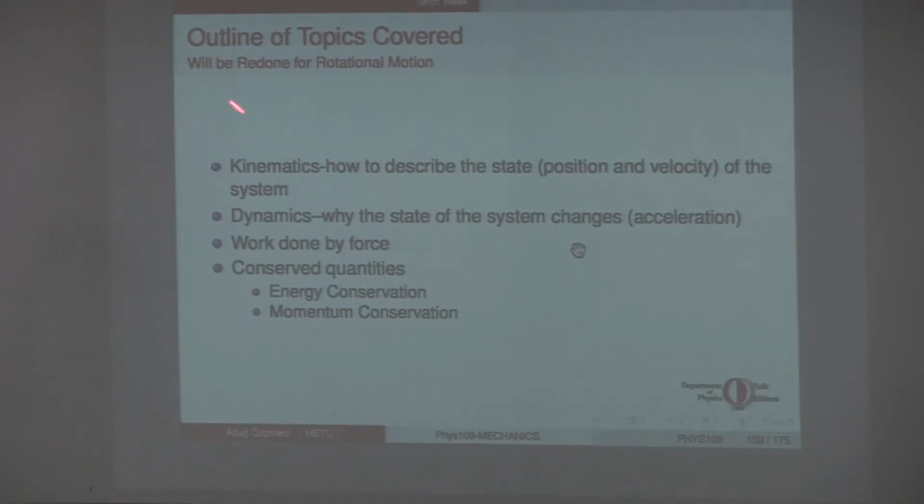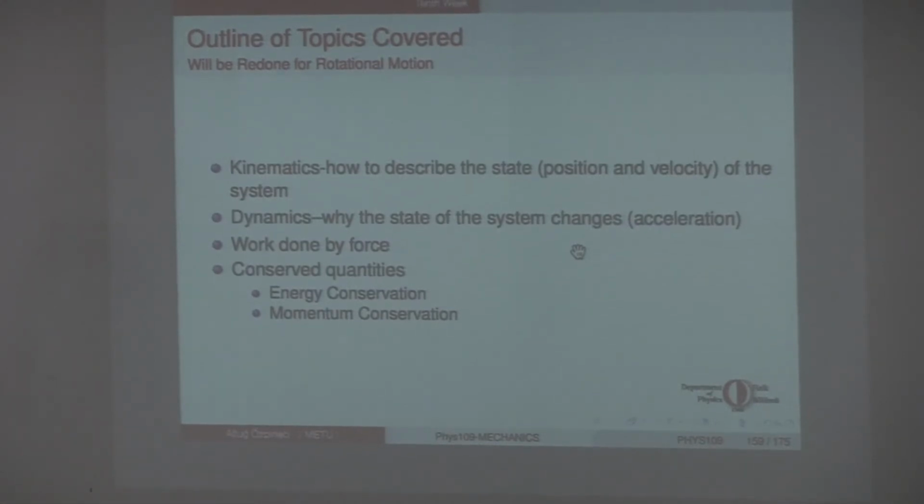So first what we did was we had studied kinematics. That is essentially how do we describe the state of the system. Until now, when we were talking about the state of the system, we talked about its position and velocity. And then we described the dynamics. The dynamics was mainly why the state of the system changes.